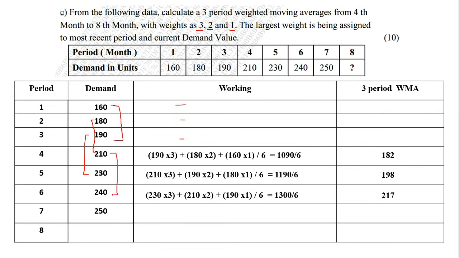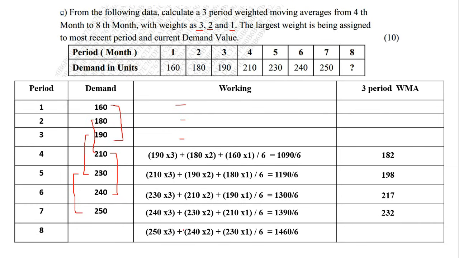Next 210, 230 and 240, so 240 into 3, 230 into 2, 210 into 1 divided by 6, so 1390 divided by 6 comes to 232. And the last 230, 240 and 250, so 250 into 3 plus 240 into 2 plus 230 into 1, the total comes to 1460 divided by 6, it comes to 243.